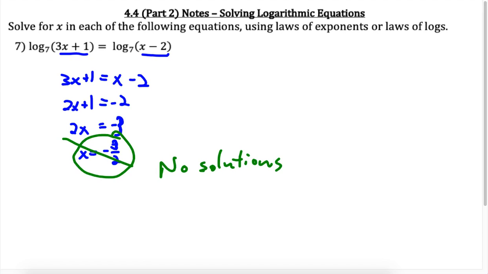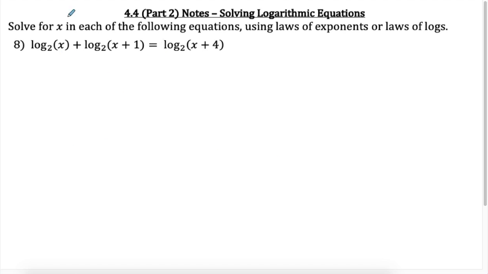Okay? But the idea, whenever we get one log equal to one log, we can set whatever's on the inside equal. So in this last example, the first thing that I want to do is combine these two logs on the left. Since I'm adding, I would multiply what's on the inside. So this will become log base 2 of, and I'll go ahead and multiply. So x times x is x squared. X times 1 would be x.